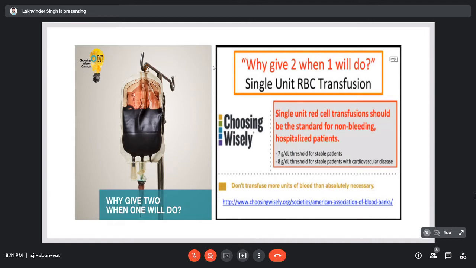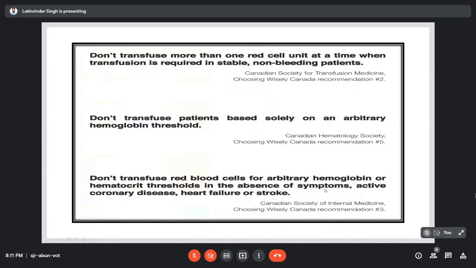7 and 8 I have already discussed. Do not transfuse more units of blood than absolutely necessary. These are again a few recent recommendations from the studies. Do not transfuse more than one red cell unit at a time when transfusion is required in stable non-bleeding patients. Do not transfuse patients based solely on an arbitrary hemoglobin threshold. Like when the patient just had PPH or the patient just had bleeding.